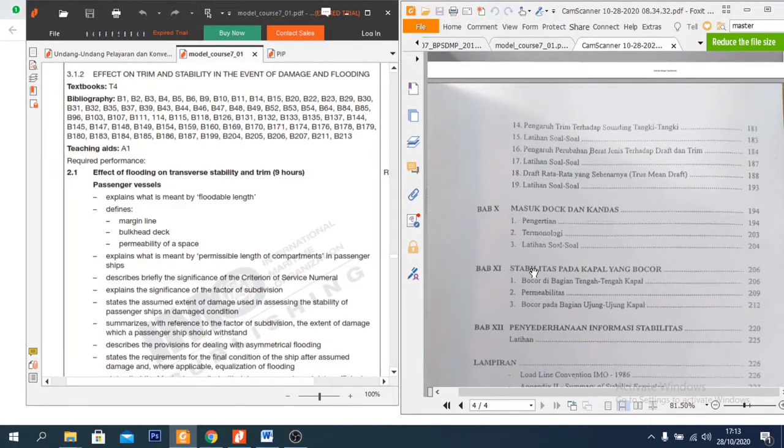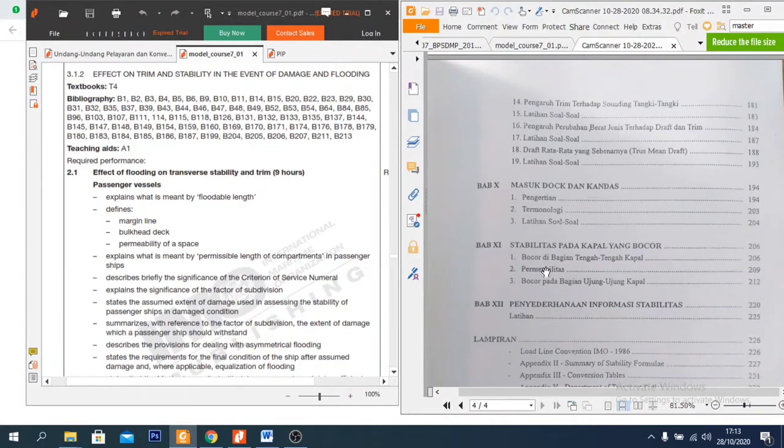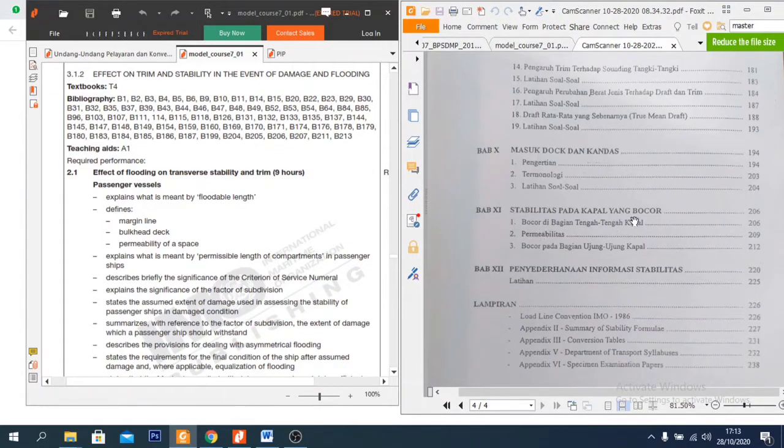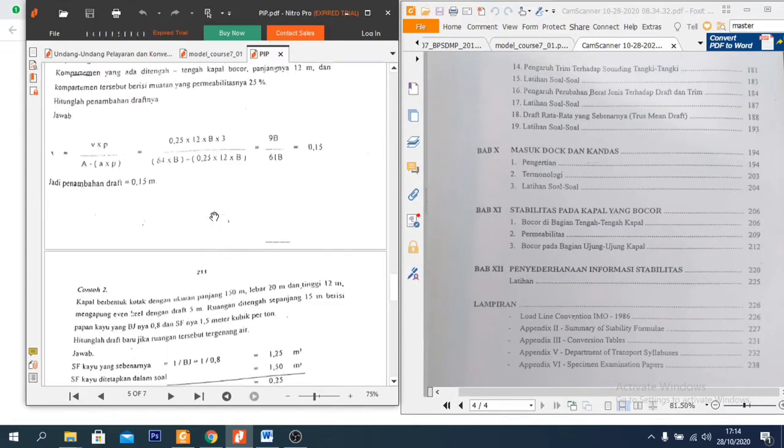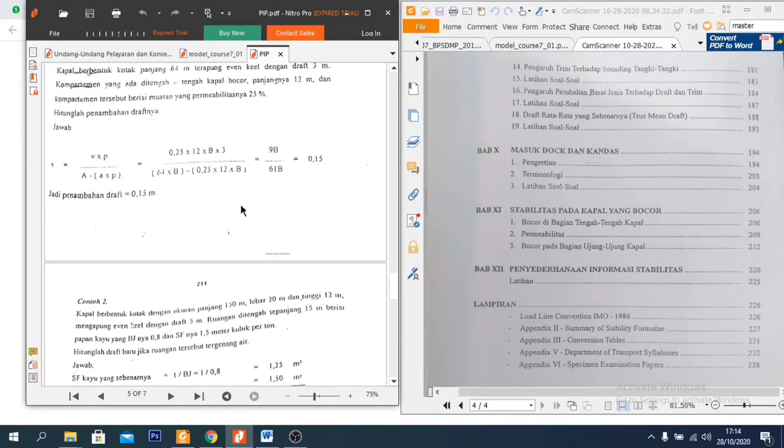Dalam buku ini, materi yang terlihat simpel seperti ini. Membahas hanya 3 konten, yaitu bocor di tengah-tengah, permeabilitas, dan yang terakhir adalah bocor pada ujung-ujung kapal. Oke, langsung kita baca di halaman 206 sampai 212 bab 11, stabilitas kapal yang bocor.